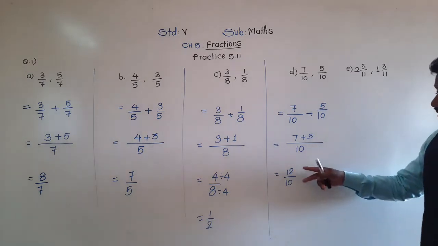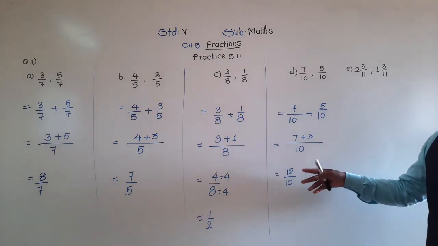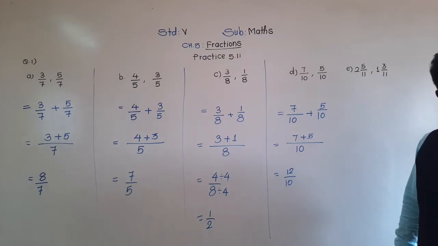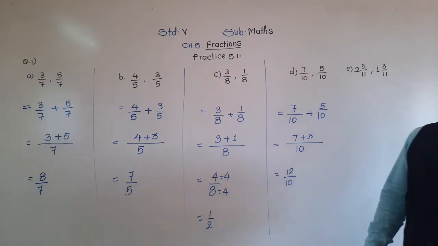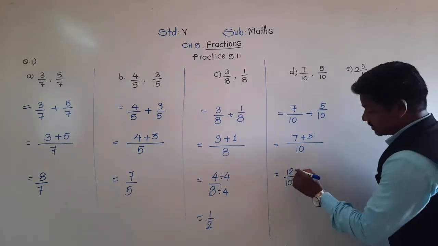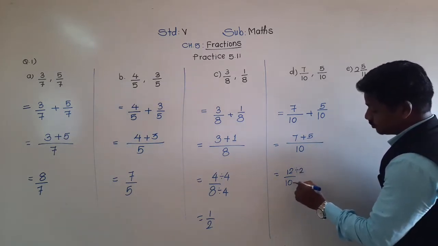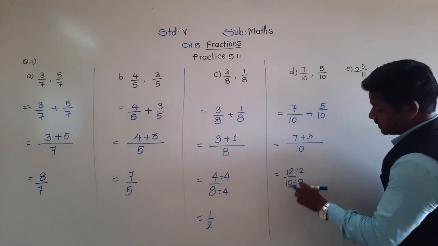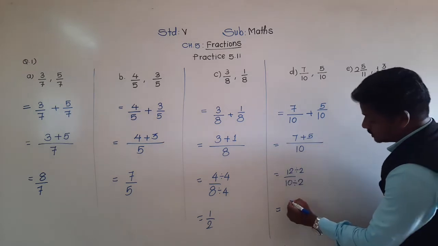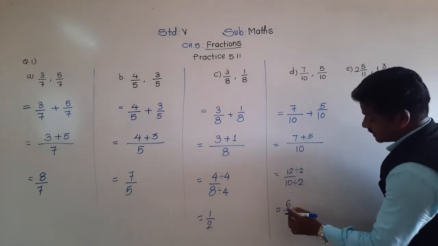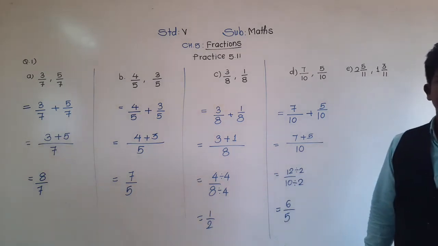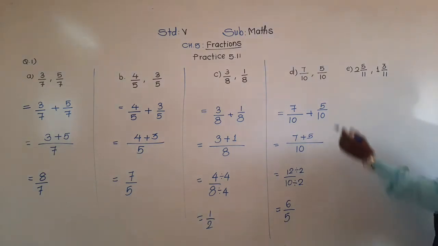Can we have an equivalent fraction of this 12 upon 10? Can we have a reduced term of this? See, both numerator and denominator are divisible by which same number? They are divisible by 2, right? So let's divide both numerator and denominator by 2. 12 divided by 2, 2 sixes are 12. 10 divided by 2, 2 fives are 10. 6 upon 5, okay?